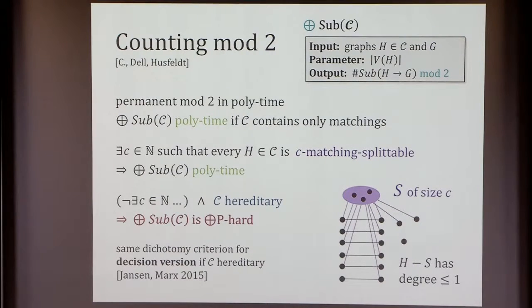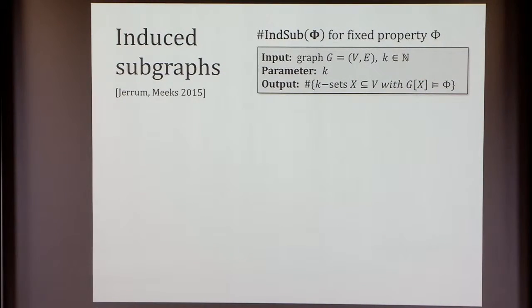Okay. And then the other model that I also want to briefly talk about is one that was introduced by Mark Jerrum and Kitty Meeks. And I'm drastically oversimplifying their model to make it presentable for these slides. They have a much more general model. But let's just say that their model is counting induced subgraphs phi for a fixed property phi.